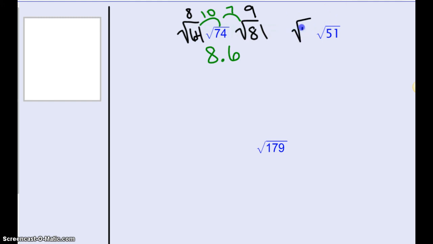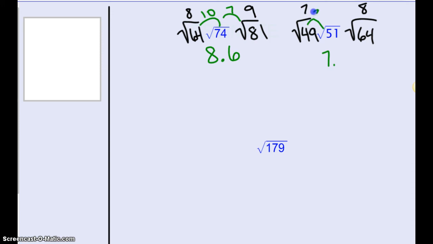Let's see, I've got 49, and so that's 7, and 8 is 64. So the square root of 49 is 7, the square root of 64 is 8. So my answer is going to be 7 point something this time. So I'm going to look.